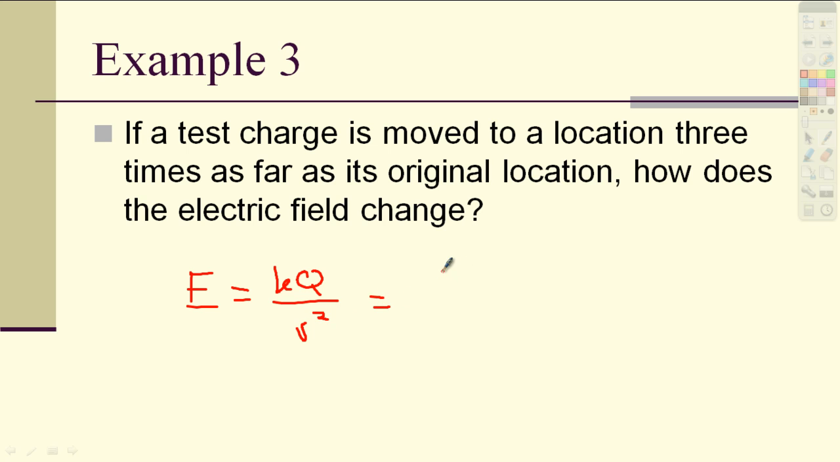So in this case, we are making the location, the radius, the distance, 3 times as far as the original location. So we put a 3 here. And remember, all that is squared. So that 3 squared actually becomes 1 over 9 KQ over R squared. So therefore, if we move the charge 3 times as far away from the original location, our electric field decreases by 1/9.